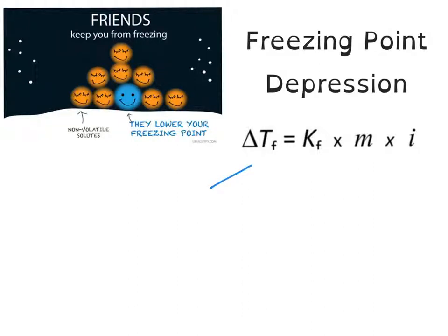Okay, so let's take a closer look at this. Our delta T is going to be T final minus T initial.